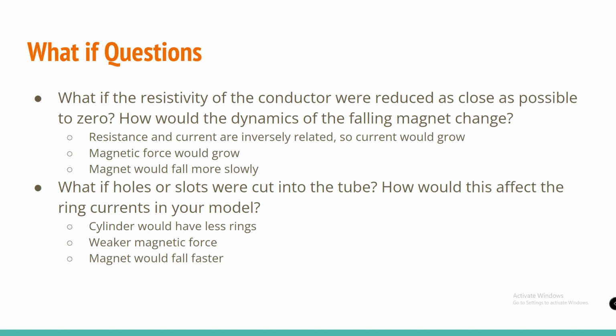If holes or slots were cut into the tube, this would affect our model because essentially the cylinder would have fewer rings because there are holes at certain parts of the tube, and so there wouldn't be rings there. And so since there are fewer iterations, there'd be a weaker magnetic force, and then the magnet would fall faster since there isn't much of an upward force to counteract the downward force of gravity.